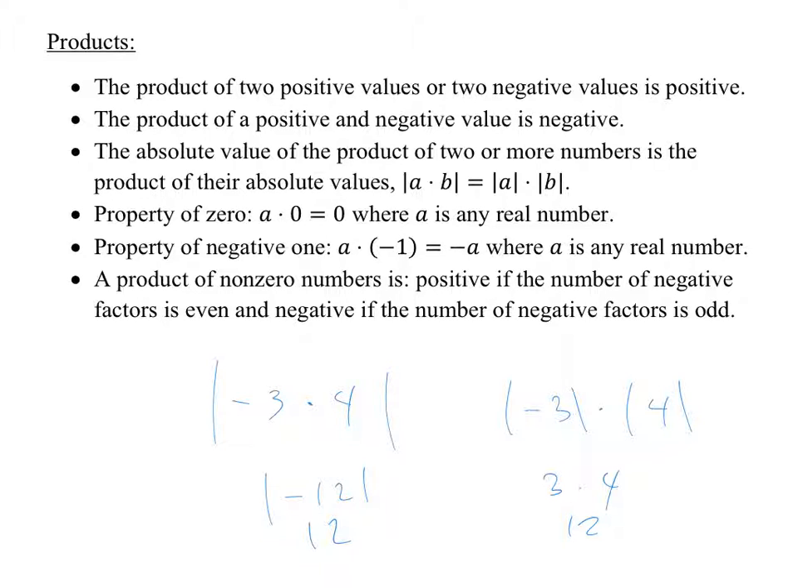The product of non-zero numbers is positive if the number of negative factors is even, and negative if the number of negative factors is odd. So explain this one. This is the only one that's a little bit wordy. A little bit wordy. Who could explain this one here? Okay, good. You can use an example if you want.